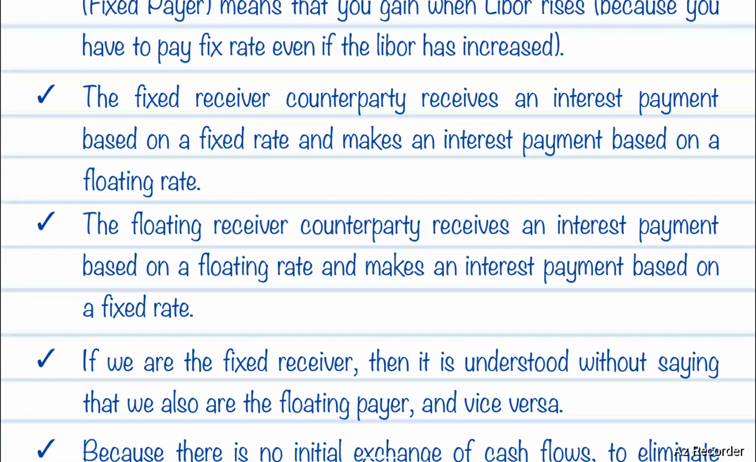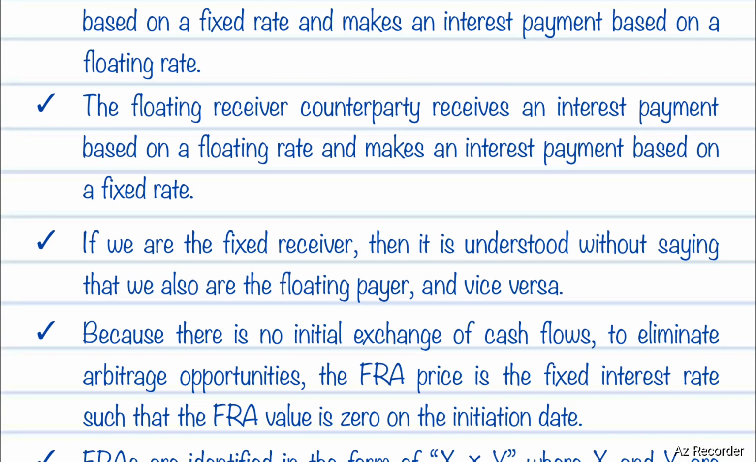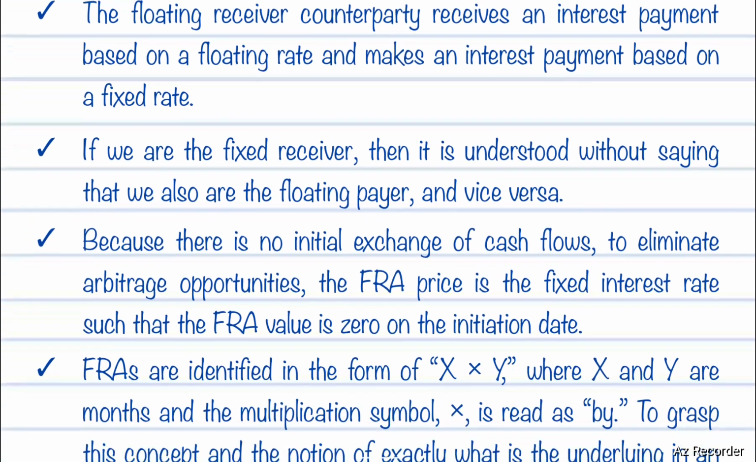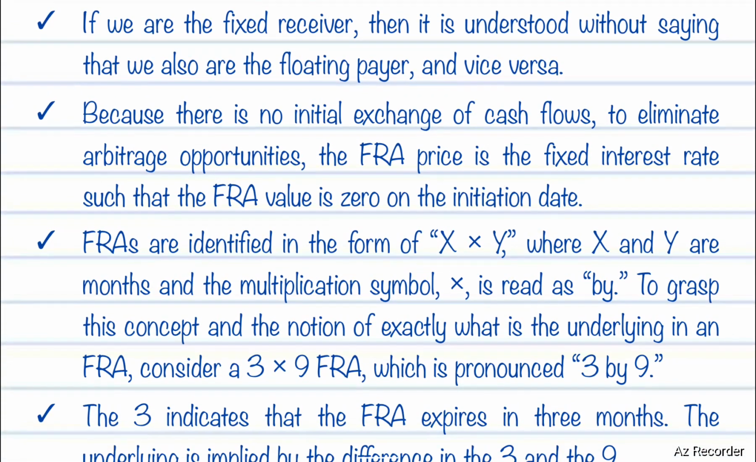The fixed receiver counterparty receives an interest payment based on fixed rate and makes an interest payment based on a floating rate. A floating receiver counterparty receives an interest payment based on floating rate and makes an interest payment based on fixed rate. If we are the fixed receiver, then it is understood without saying that we are also the floating payer and vice versa.